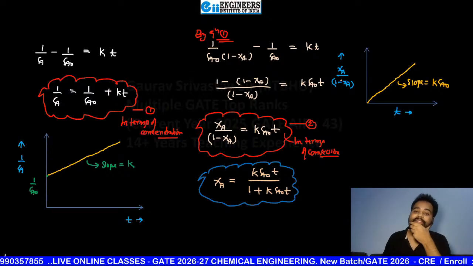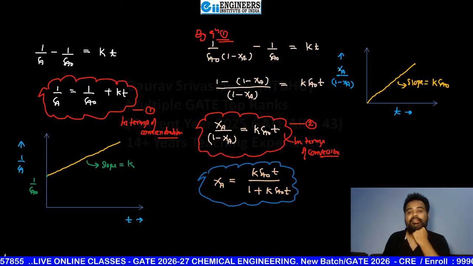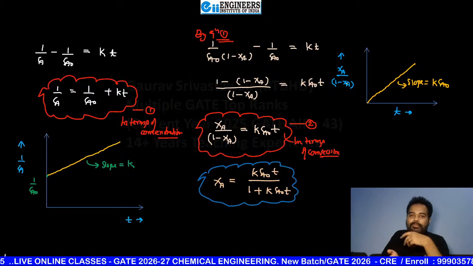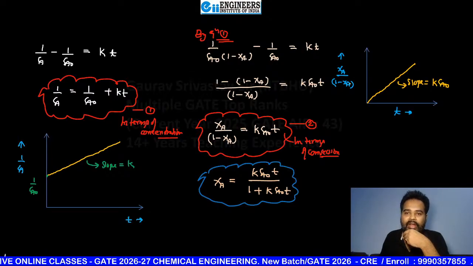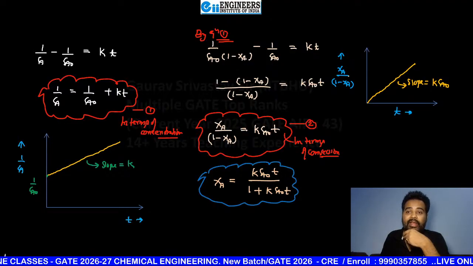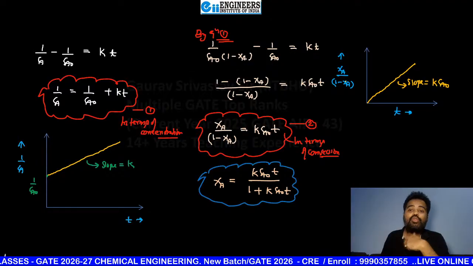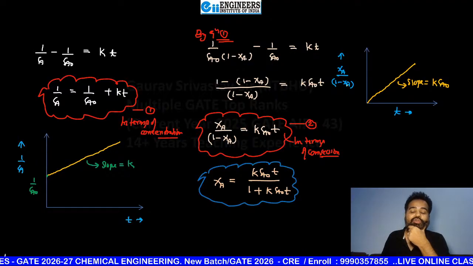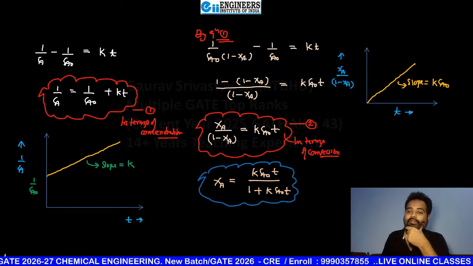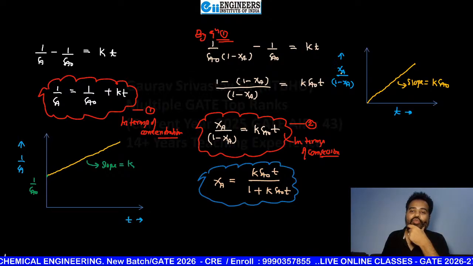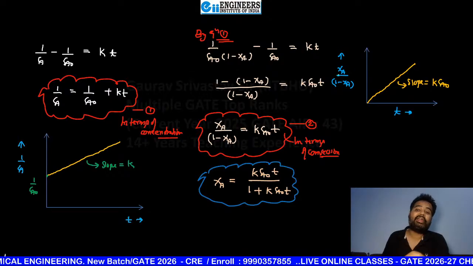Now, if time increases, xa increases. So 1 minus xa can increase up to 1. So suppose xa increases like 0.9. So 1 minus 0.9, that means 0.1, 0.9 by 0.1, that means 9. Yes, it increases. And the max value that you can get here will be when xa is equal to 1. So after t tends to infinity, xa is equal to 1. So 1 upon 0, that means infinite on y-axis. Are you getting my words, beta?